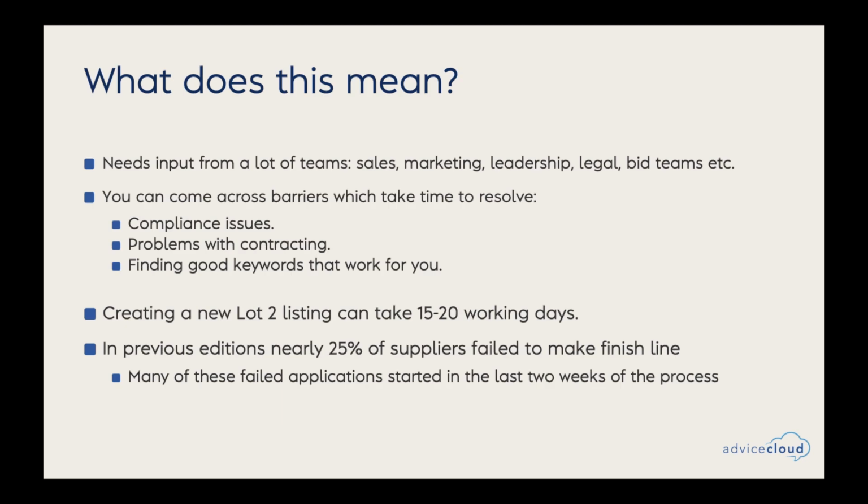So what does this really mean in terms of the application process? Okay, it needs input from teams or, if you're a 1, 2, 5-man band, people who are responsible for sales, marketing, leadership, legal, bid teams, operations, customer services. There's a bunch of different things you're going to need to find. So you can come across quite a few barriers that take time to resolve, especially if you're some of the larger firms. There are compliance issues. You've got a termination for convenience clause in there. There's things around pricing. There's things around your domestic, how you're processing data, all this sort of stuff. Yeah, okay. And then you've got to try and find keywords that work for you, that are unique to you.